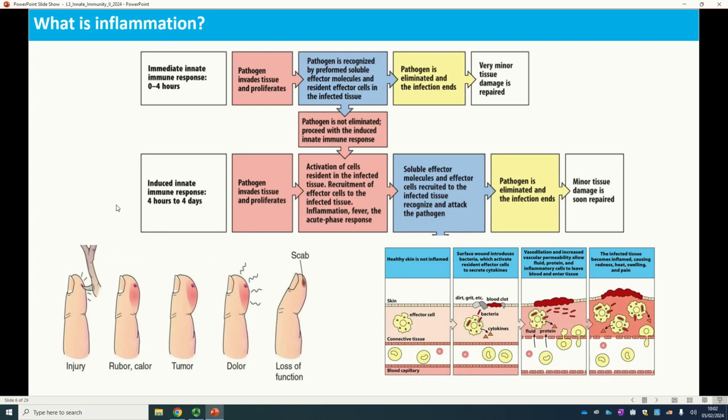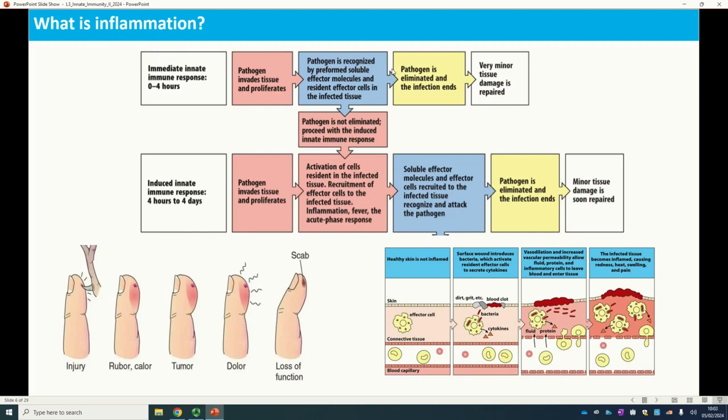So this is a little bit of a recap, but it's the picture that you've seen before. It's quite helpful to think of this in terms of a little scratch or a cut on the finger. Here we've got a thorn causing an injury, so you get bacteria getting in through the cut. You're getting a slight infection. You're calling on the immediate innate immune response, so within the first 4 hours, because it's immediate.